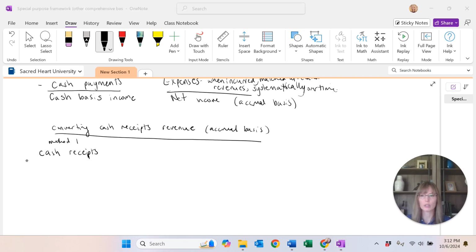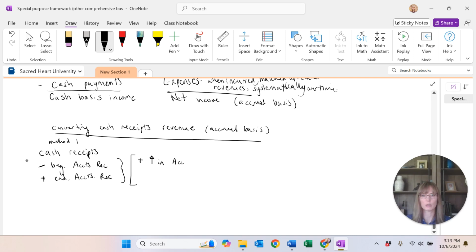Regardless, we're going to start with our cash receipts. And then what we can do here is subtract out the beginning balance in accounts receivable and add the ending balance in accounts receivable. This is going to be one of our adjustments to cash receipts. Another way of saying this is to add any increase in accounts receivable or subtract any decrease in accounts receivable.